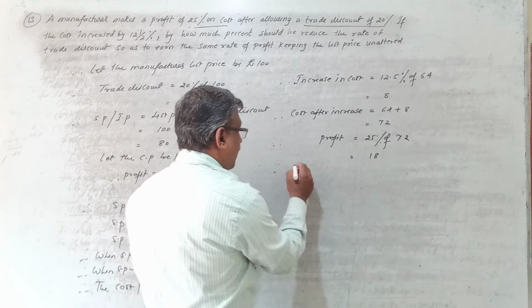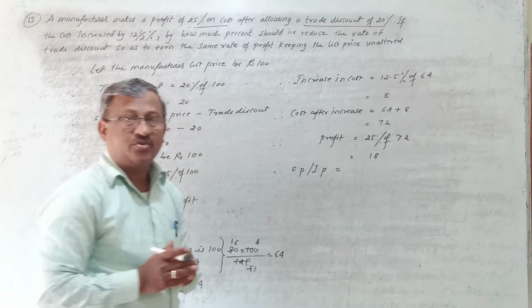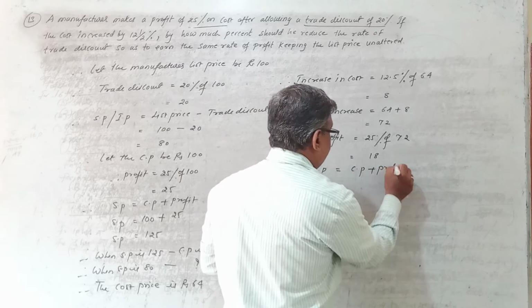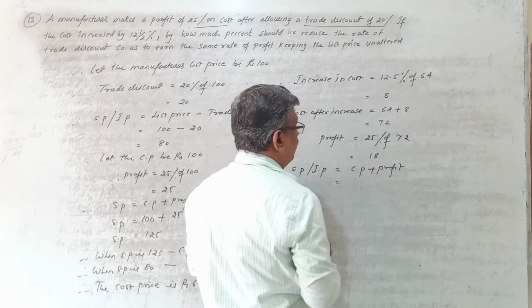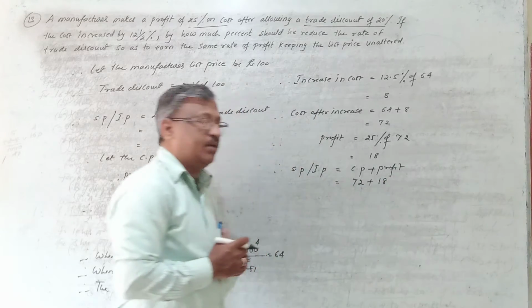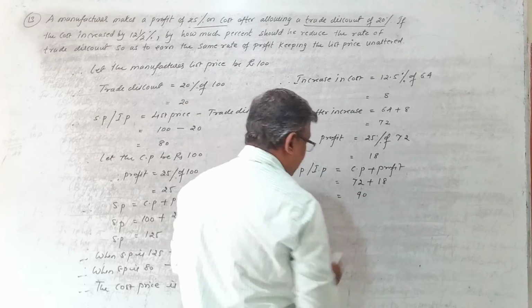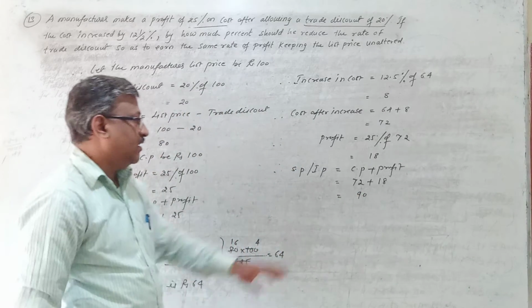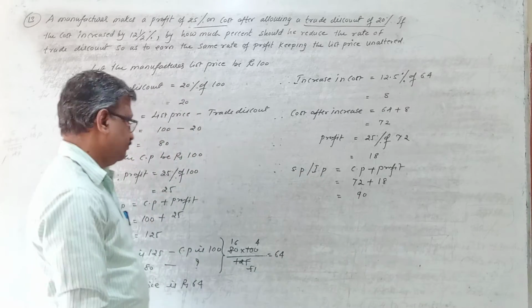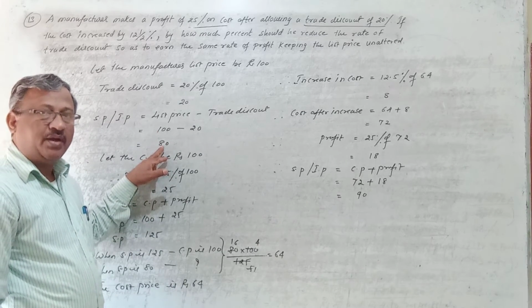We have to determine the selling price or invoice price of the manufacturer. How to determine it? It is nothing but cost price plus the profit. The cost price of the manufacturer is 72 rupees, and he wants 18 rupees profit. So to get 18 rupees profit, he will have to sell his goods at 90 rupees. This is his selling price or invoice price. So earlier he was selling at what price? 80 rupees.